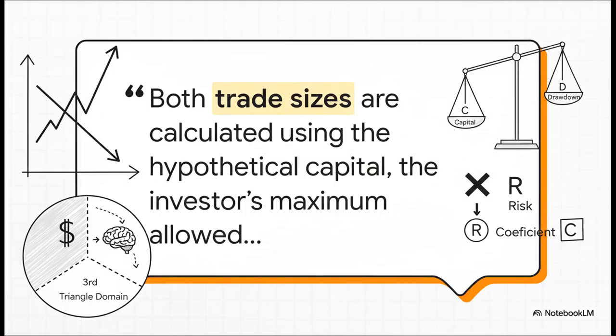And just so we're crystal clear on how those trade sizes are worked out, the source material includes this mandatory statement, and I'll read it to you verbatim. Both trade sizes are calculated using the hypothetical capital, the investor's maximum allowed drawdown, the third triangle domain percentage, the risk coefficient, and the contract size.